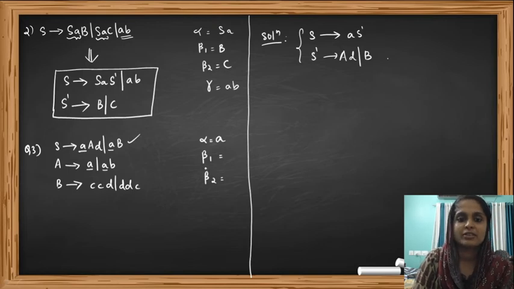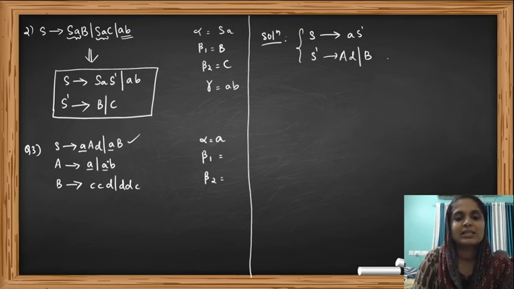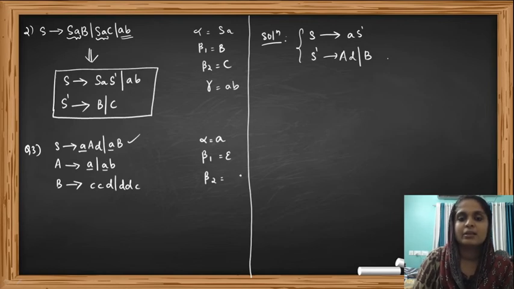What's beta 1 first? Beta 1 means in the first term, whatever comes after alpha is our beta. But here there is only the alpha term. There is nothing that comes after alpha, right? So beta 1 will be epsilon. And in the second term, we can say that beta 2 is small letter b, right?